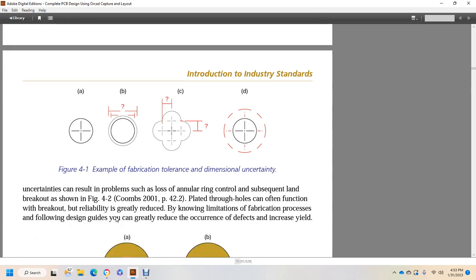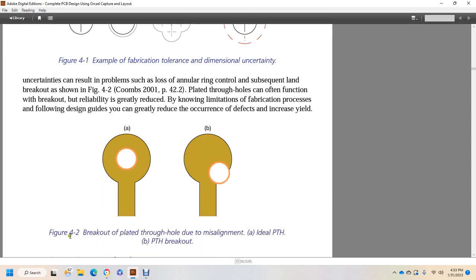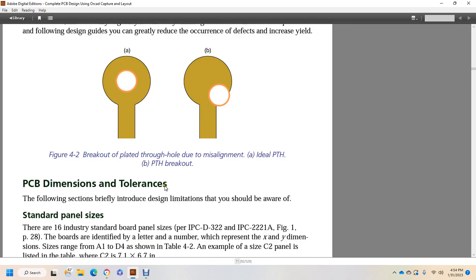Uncertainty can result in problems such as the loss of annular control and subsequent land breakout, as shown in Figure 4.2. Plated holes that break out have their reliability greatly reduced. By knowing the limits of the fabrication process and following these designs, you can greatly reduce the occurrence of defects and increase yield. Figure 4.2 shows the breakout of a plated through hole due to misalignment: the ideal plated through hole, and the plated through hole breakout.